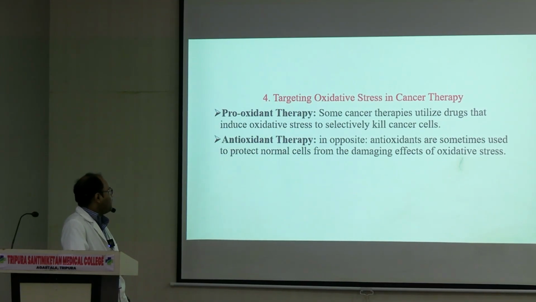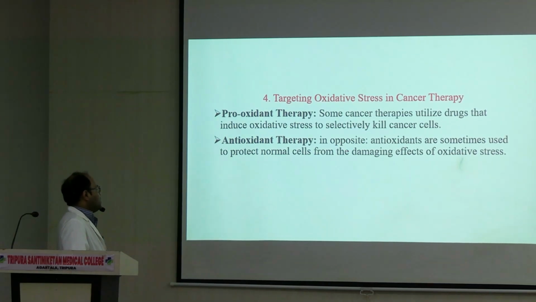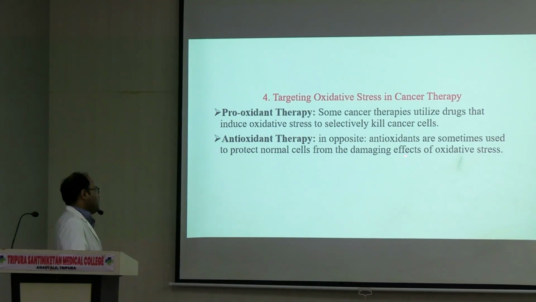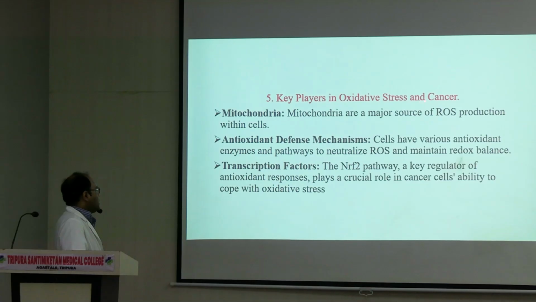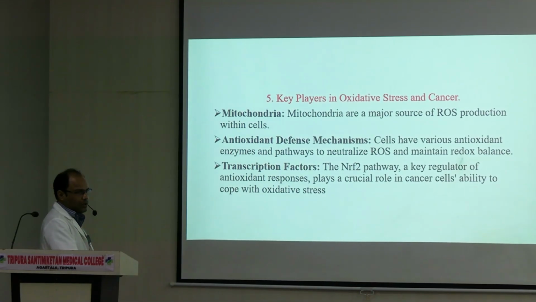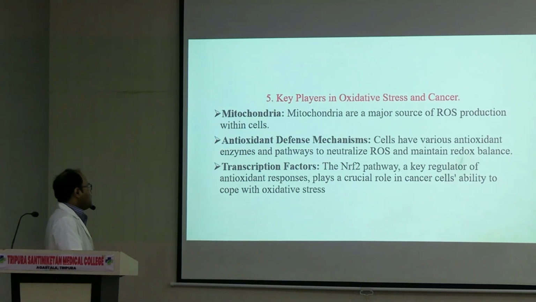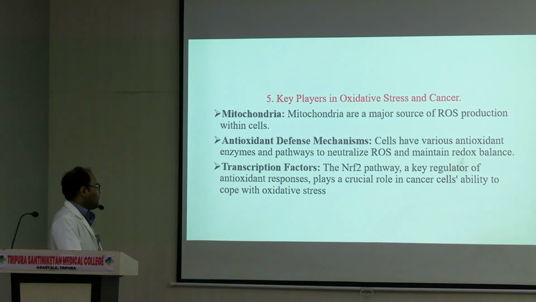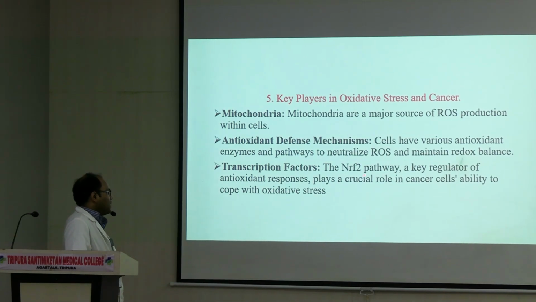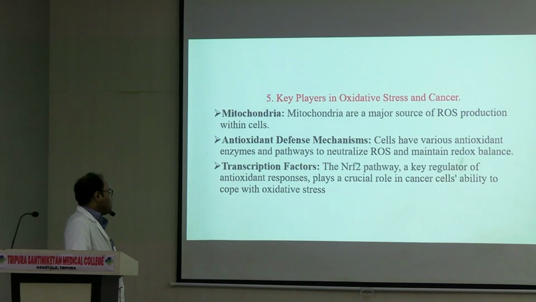Next is targeting oxidative stress in cancer therapy. Pro-oxidant therapy: some cancer therapies utilize drugs that induce oxidative stress to selectively kill cancer cells. Another is antioxidant therapy. In contrast, antioxidants are sometimes used to protect normal cells from the damaging effects of oxidative stress. Okay. Next are key players in oxidative stress and cancer. One is mitochondria, because this is a source of reactive oxygen species. Next is antioxidant defense mechanism. Cells have various antioxidant defense mechanisms like enzymes that neutralize reactive oxygen species and maintain redox balance. Another is transcription factors like the NRF2 pathway, the key regulator of antioxidant responses, which plays a crucial role in the cancer cell's ability to cope with oxidative stress.